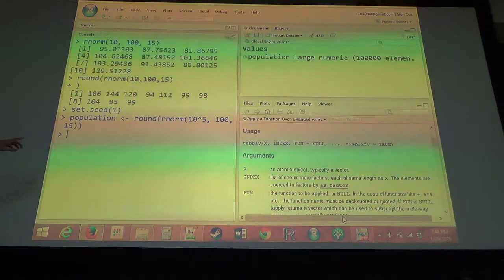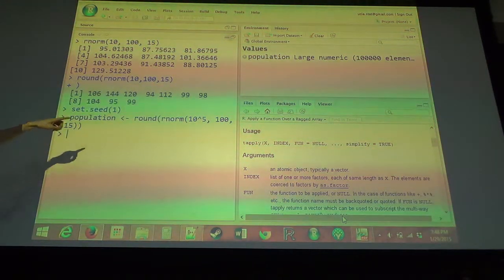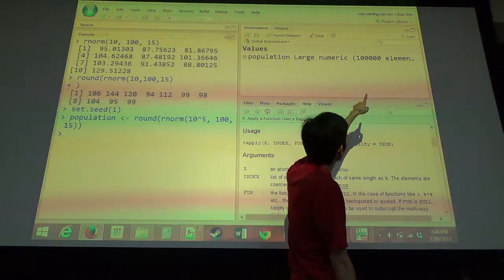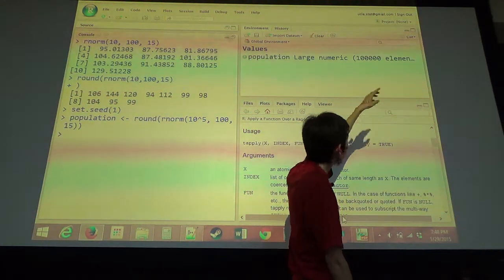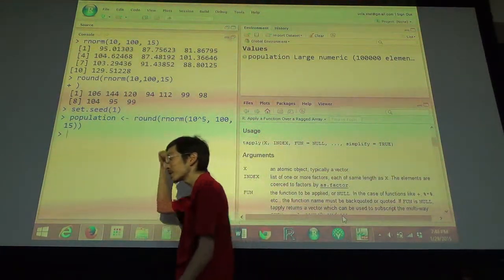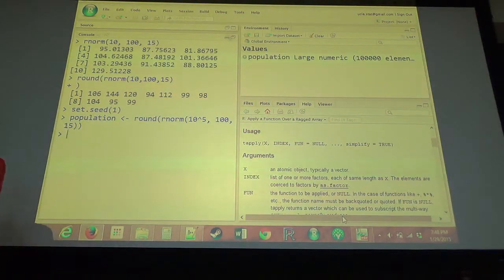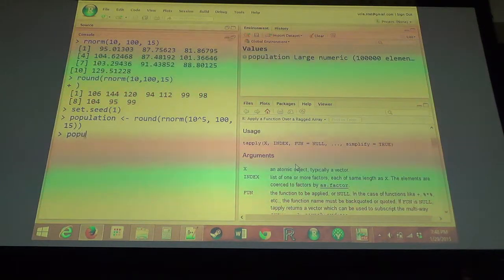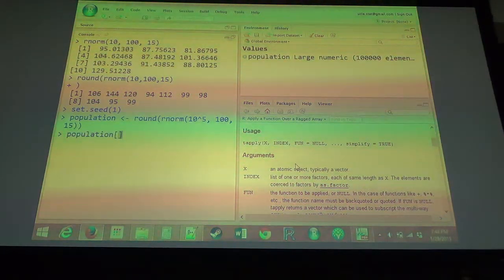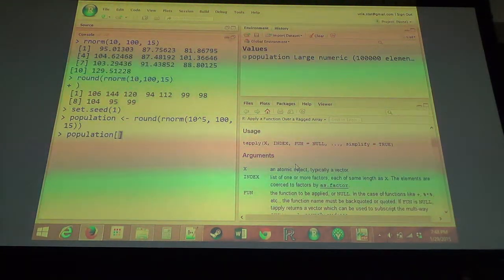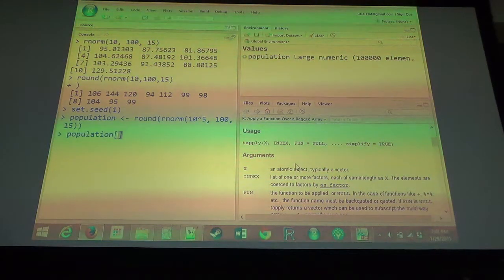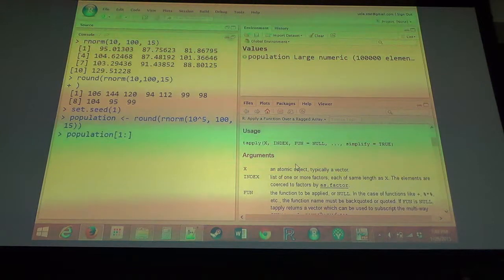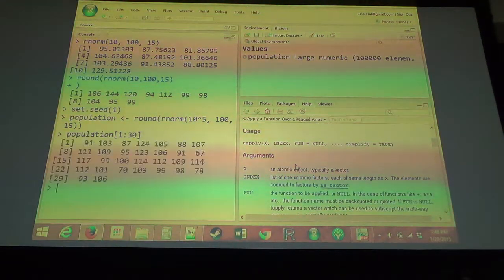Okay, so I've got a population. You can't see what it is, but it has 100,000 numbers in there. Oh yeah, I did 10 to the 5. So there's 100,000 people, and we can look at maybe, I'm going to use bracket notation. Because population is just a list, you don't put a comma in there. You can just say, give me the first 30 entries in population.